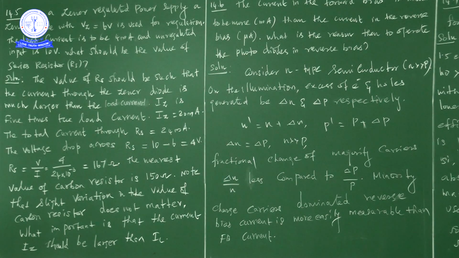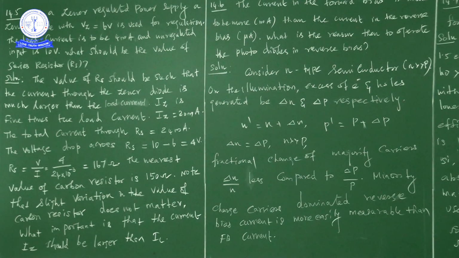V is equal to Vs plus Vz. By rearranging the formula, Vs equals V minus Vz. We already know V is 10 volt, and Vz is 6 volt. So 10 minus 6, we get 4. Then the voltage across the series resistor is 4 volt.